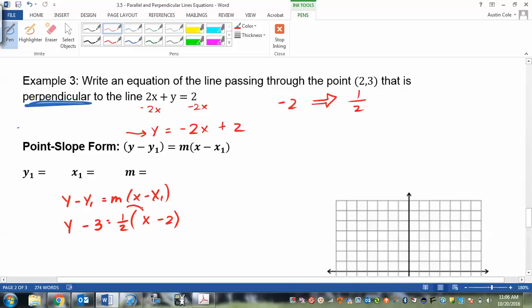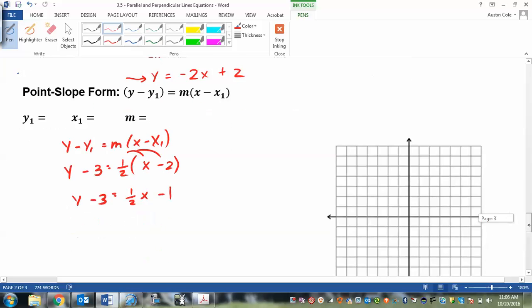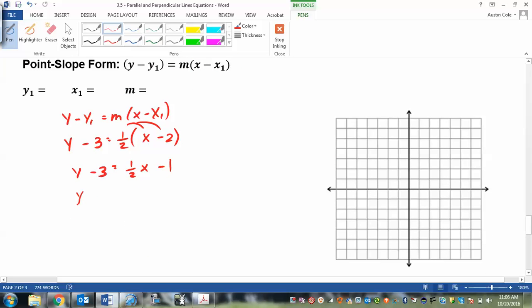So I'm going to distribute the 1/2 and get 1/2 x minus 1. And then what do I need to do? Add 3, right? So y equals 1/2 x plus 2.